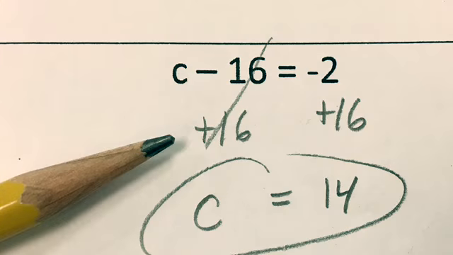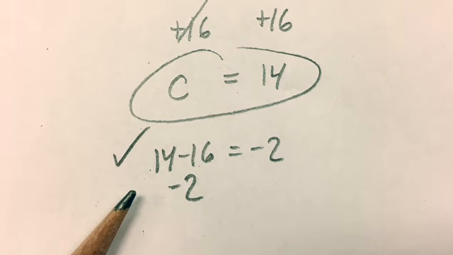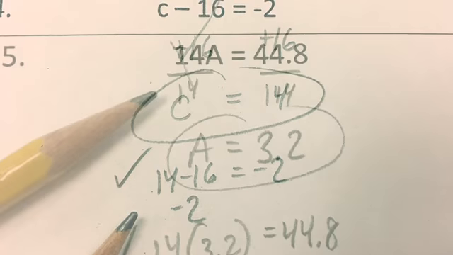In number 4, the inverse operation is to add 16. Do that to both sides, and you get c by itself. Do the check step, and you notice c equals 14 is correct.